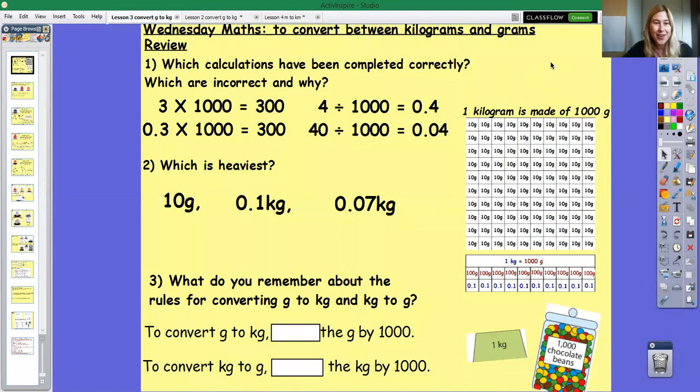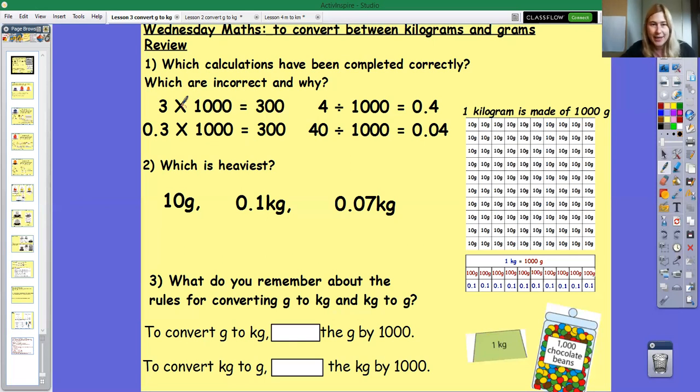Okay, so how did you get on? Hopefully you got on really well with those because these are all skills that we have been learning over the last week, and we hopefully are embedding these by now. So which calculations have been completed correctly and which calculations are incorrect and why?